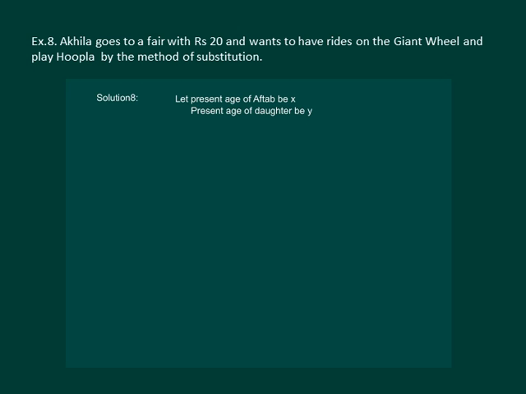Let the present age of Aftab be x and present age of his daughter be y. Then he tells that 7 years ago. That means he is talking about some condition between x minus 7 and y minus 7. So he says 7 years ago I was 7 times as old as you were then. That means x minus 7 is equal to 7 times y minus 7.